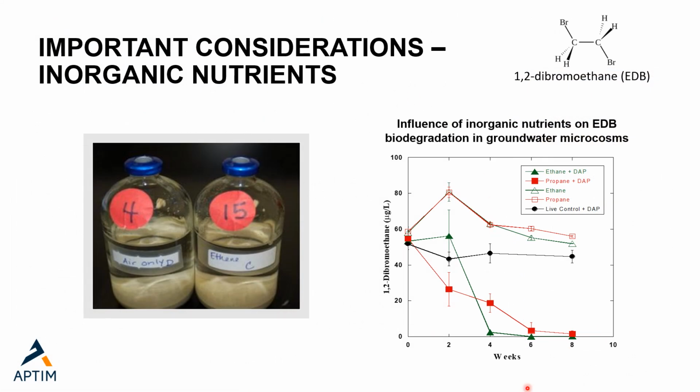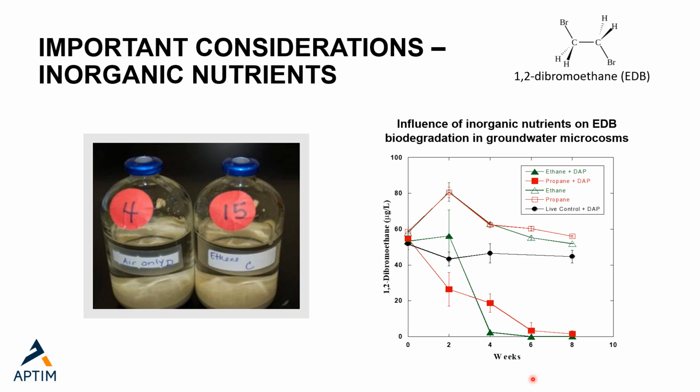I'm going to move into some case studies shortly, but before I do that, I just want to talk about some important considerations with cometabolic processes. Typically, when you're applying co-metabolism in the field, you're adding a carbon source, often a gaseous compound, something like propane or methane or ethane, to groundwater. In doing so, you're adding quite a bit of carbon. So you always have to consider whether there are enough inorganic nutrients, things like nitrogen and phosphorus.